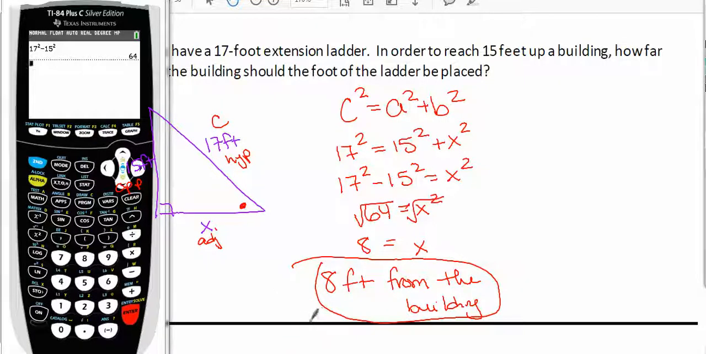If you remember anything about your special right triangles, your Pythagorean triples that we talked about, this is an 8, 15, 17 triangle, and I could have saved myself a little bit of work had I realized that. So go make some triangles and then solve them.